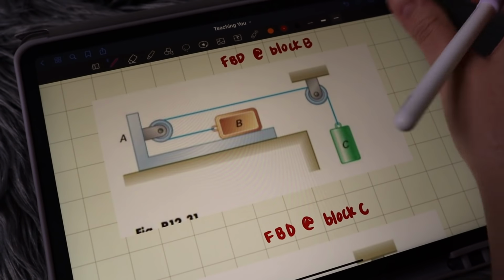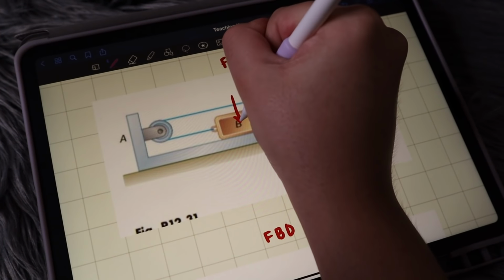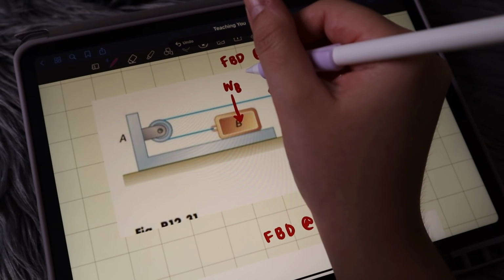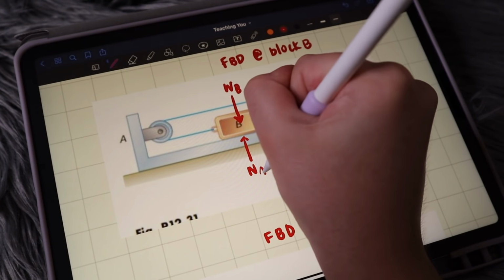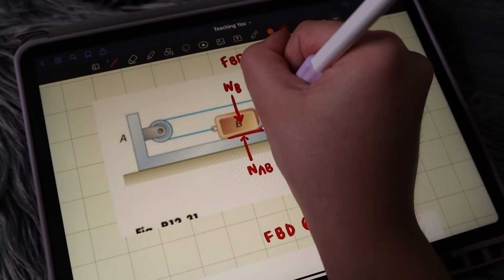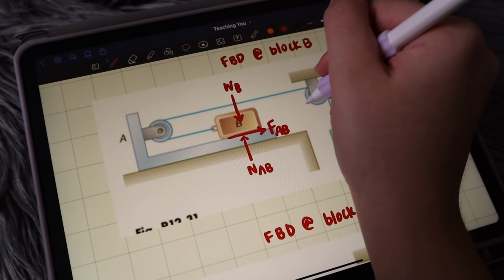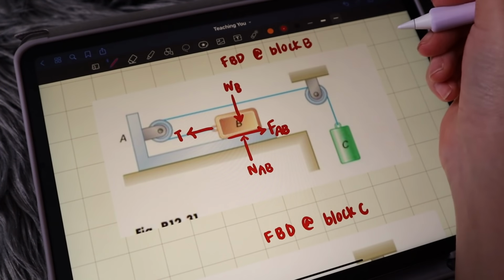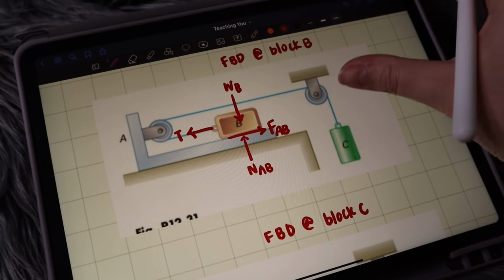Now for B, of course we have the weight of B. We have the normal force from the bracket A on B, so we'll just call that NAB. We said that there's that friction force, the same one just in the opposite direction, right? And then there's also this cable attached to it on the side, so that's going to go to the left. And that should be it for block B.